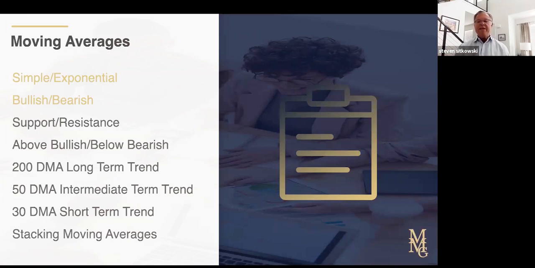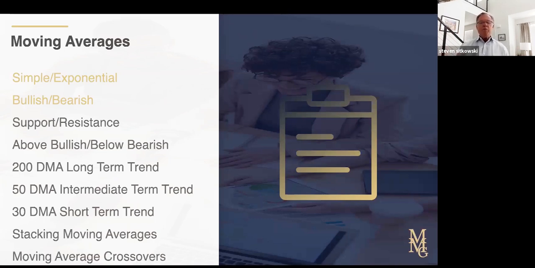And then we can stack moving averages. What exactly does that mean? We can look at one moving average versus another. Let's say that we had a chart that had the 200, the 50, and the 30 as an example. In a bullish move, the 30 should be above the 50, which should be above the 200. If it's not like that, then you have what we call mixed signals. We don't trade on mixed signals.